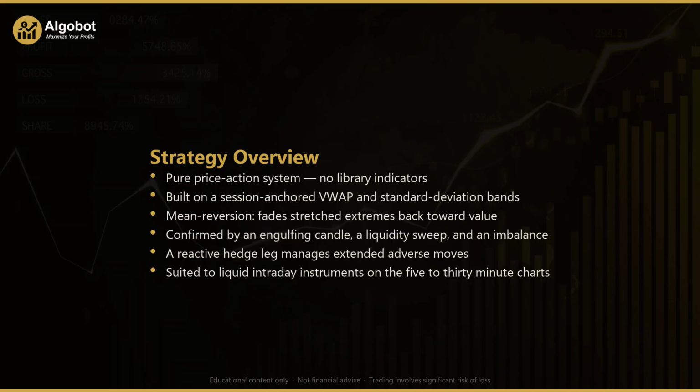This is fundamentally a mean reversion idea. The strategy looks to fade those stretched extremes, aiming for a move back toward the average. But it does not act on distance alone. Before it considers an entry, it wants to see three more things confirm: a liquidity sweep of a recent high or low, an engulfing candle that reverses the move, and an imbalance, or fair value gap, showing genuine displacement in the new direction.